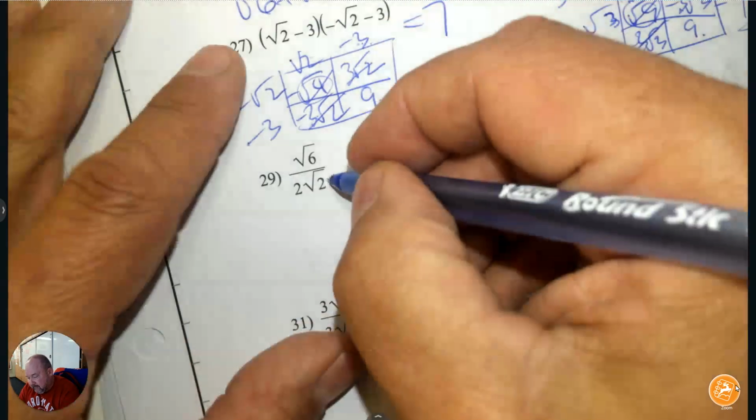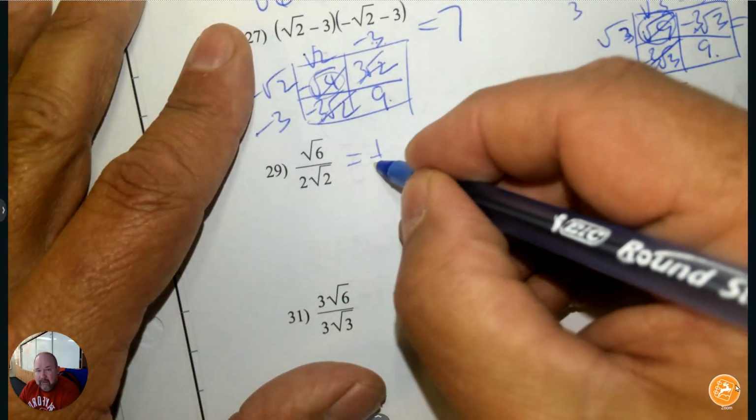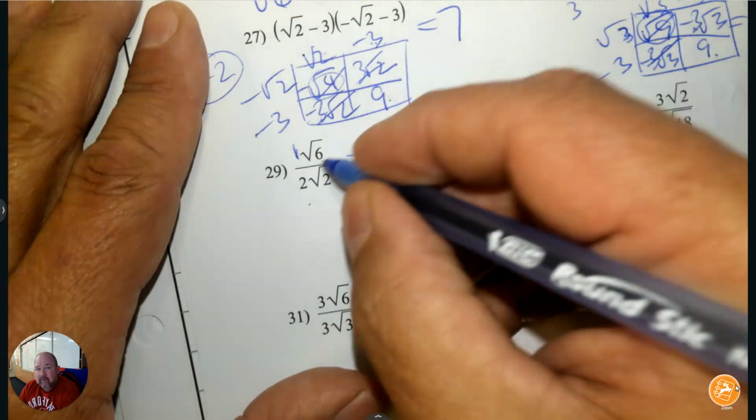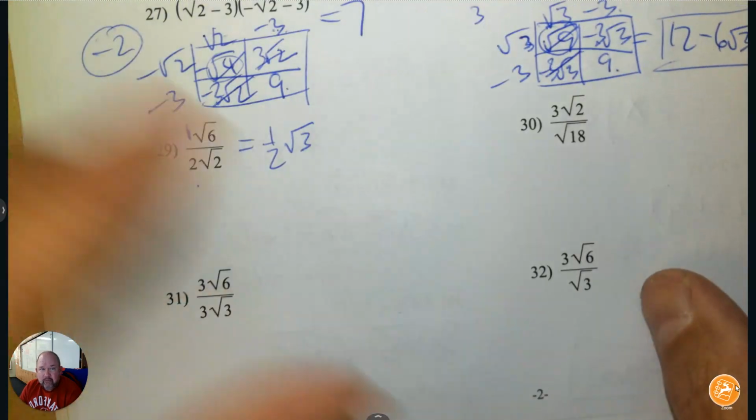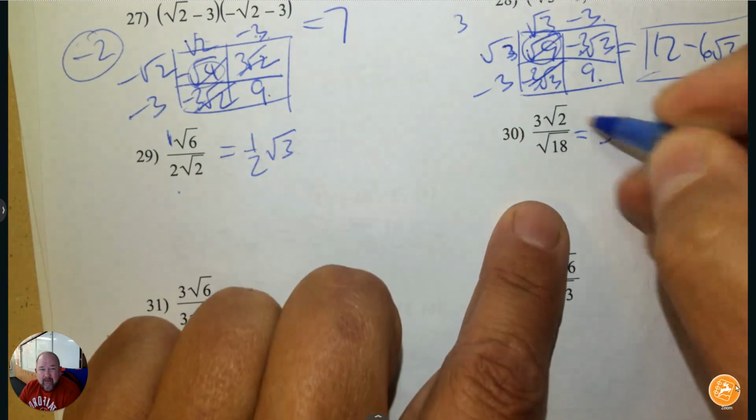Dividing. So, what is 6 divided by 2? This is 1/2, by the way. You don't see it, but that's 1/2. And then 6 divided by 2 is 3. So it's root 3. Same, there's a 3 that's in the numerator. That's different.